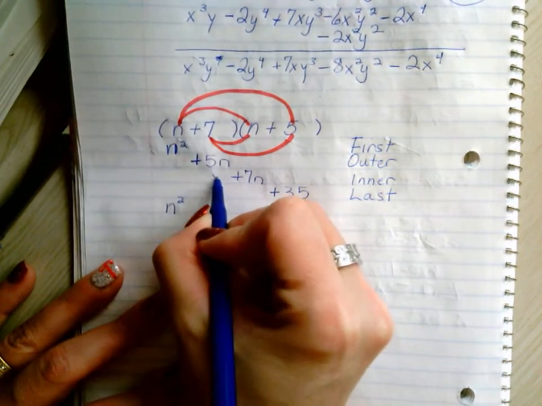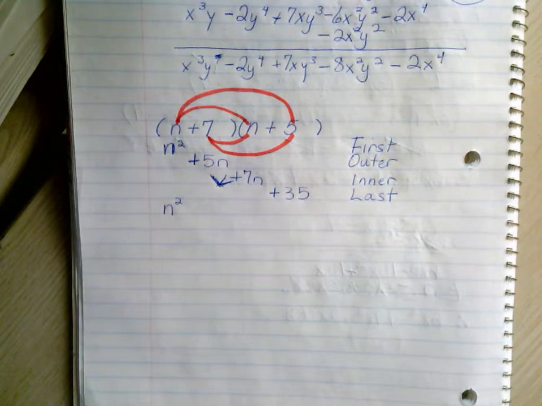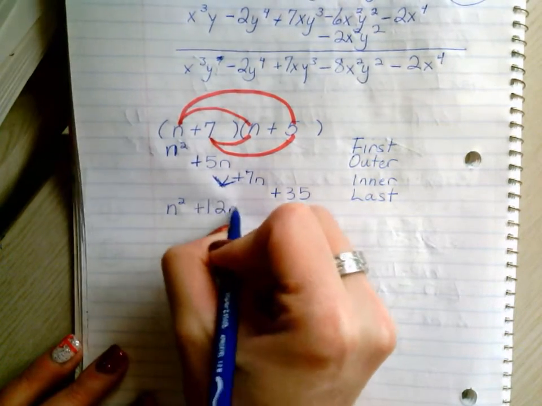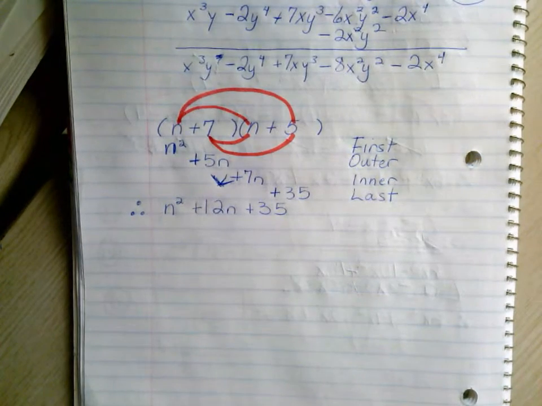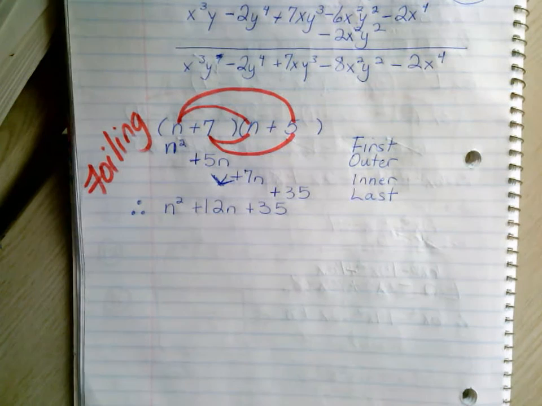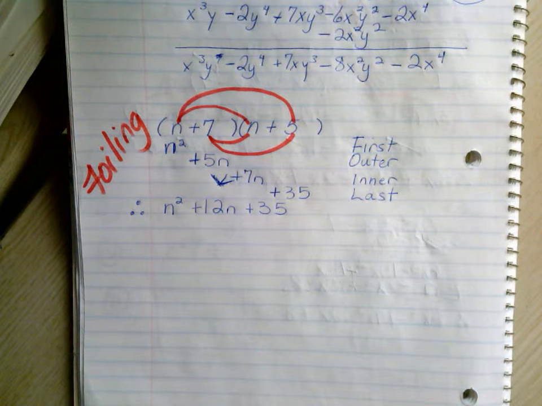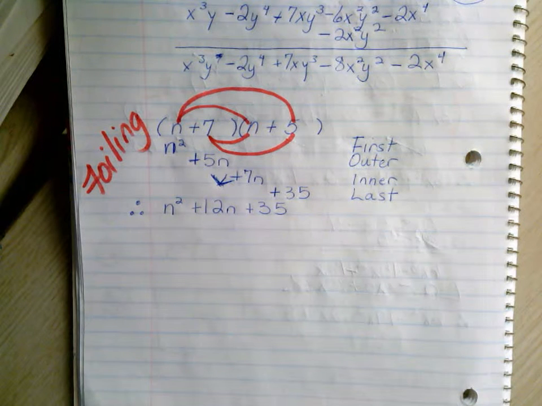N squared. Notice we can just add these 2 terms together. You guys see that? 7n and 5n are the same thing. So 7 plus 5 is 12n. There's your answer. Okay? The verb I use to explain this is foiling. And if you give me an answer that you messed up, I might write, you didn't foil, which means you might have forgotten to multiply something by something.